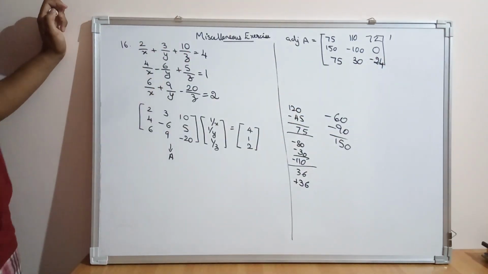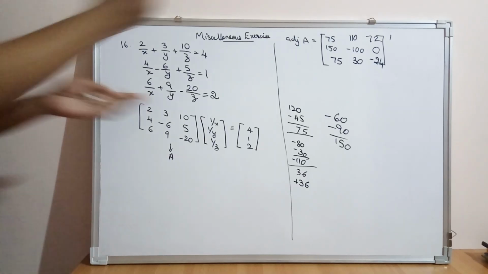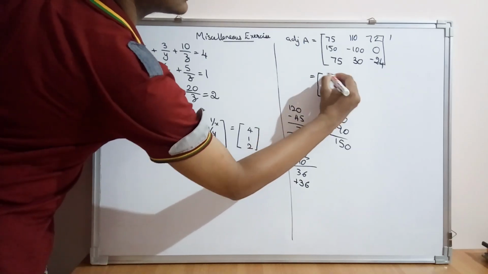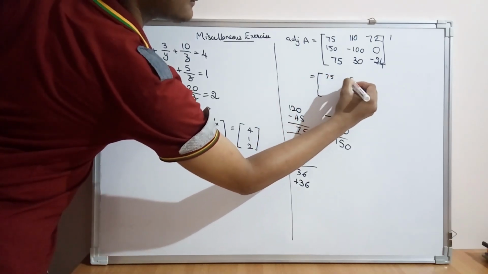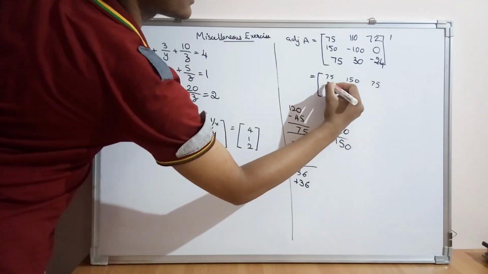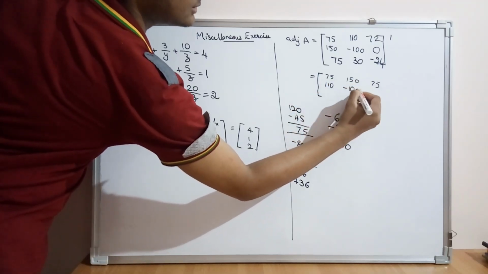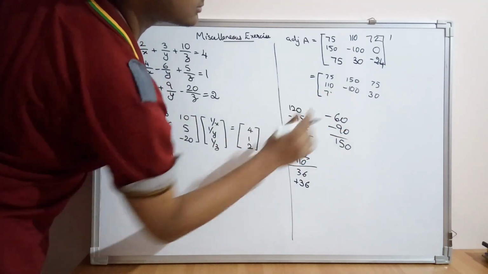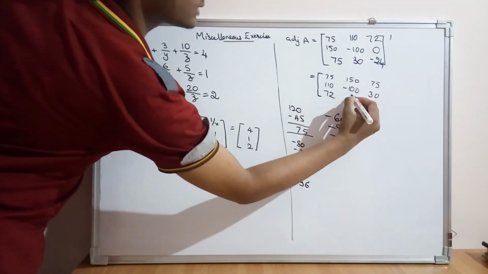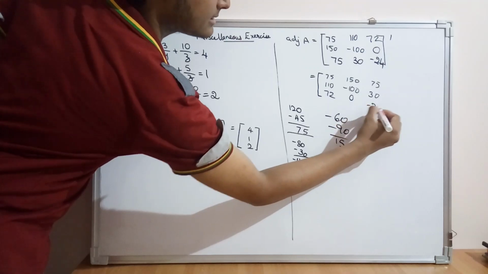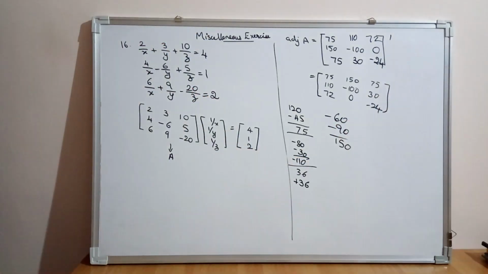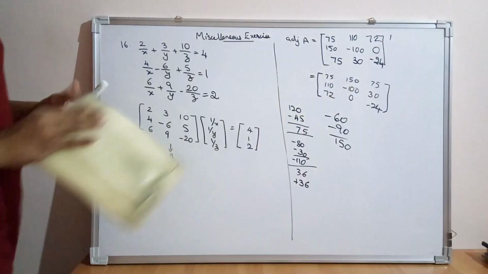Okay, now the next thing is to find out the transpose of that. So the transpose of this is 75, 150, 75, 110, minus 100, 30, 72, 0, minus 24. Okay, that's all we got here. We'll see what it is going to be now.